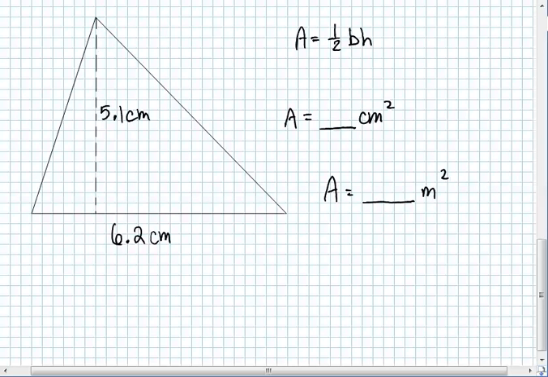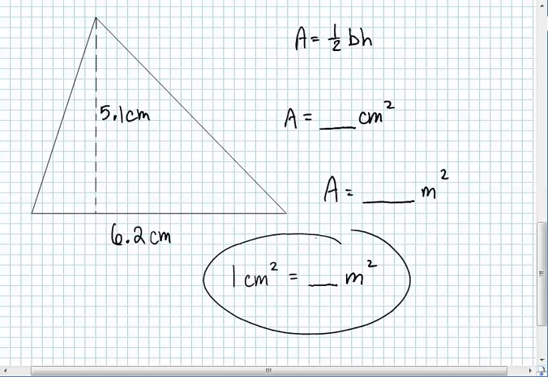Now, it's very easy to convert those both to meters, but see if you can work out the conversion factor between centimeters squared and meters squared. So if you can bring that to me, how many meters squared are in 1 centimeter squared, or if you did it the other way around, how many centimeters squared are in 1 meter squared. Same thing. Try and convert it that way, and we'll go over it tomorrow in class, and then we'll also talk about volume as well in class. So we'll see you tomorrow.